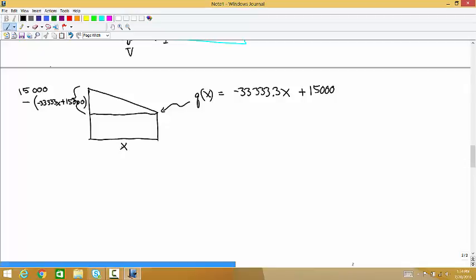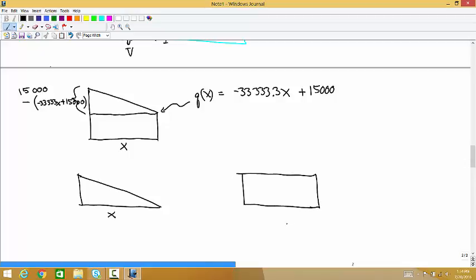The width is x. So now I'm going to separate it out into a triangle and a rectangle. We can treat that as two different distributed loads. They both have widths of x. This one has a height of 15,000 minus 33,333x. This one has a height that you get from doing this subtraction, and you just end up with positive 33,333x.